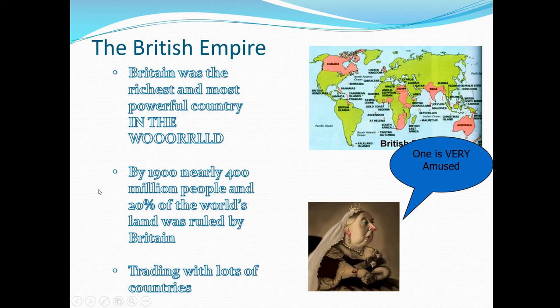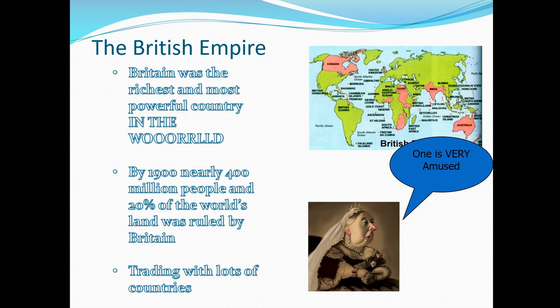So to really understand what life was like in Britain during the time of the building of the Titanic and when the Titanic set off, we do need to look at the British Empire. Now, the British Empire was the biggest at the time. It was the richest and most powerful country in the world. Nearly 400 million people were under the control and the rule of Queen Victoria and Britain.